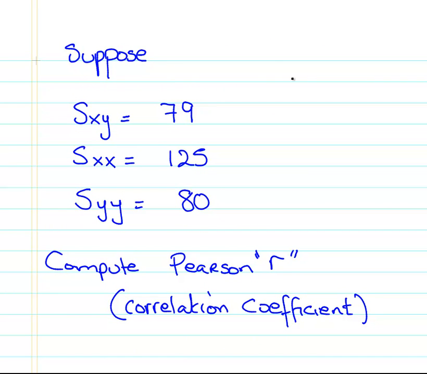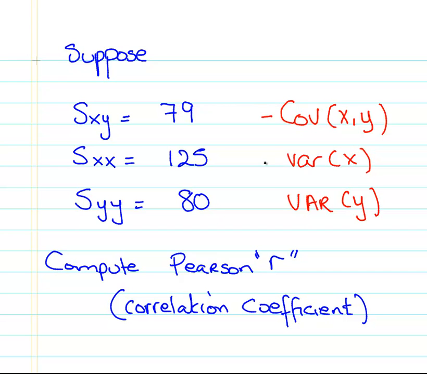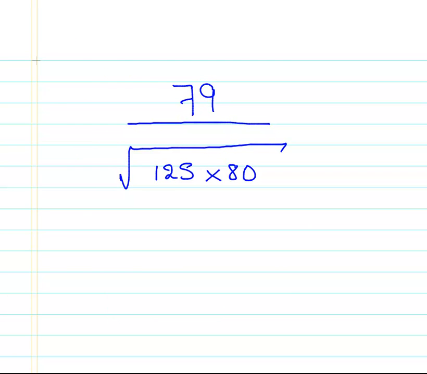Before I continue, I'll say this is related to the covariance of X and Y, this is related to the variance of X, and this is related to the variance of Y. If you see a different set of formulas that mention the covariance of X and Y, and the variances of X and Y, or the standard deviations of X and Y, fundamentally they're all the same thing. Anyway, let's go back to work here. Let's write it again: SXY over the square root of SXX times SYY.